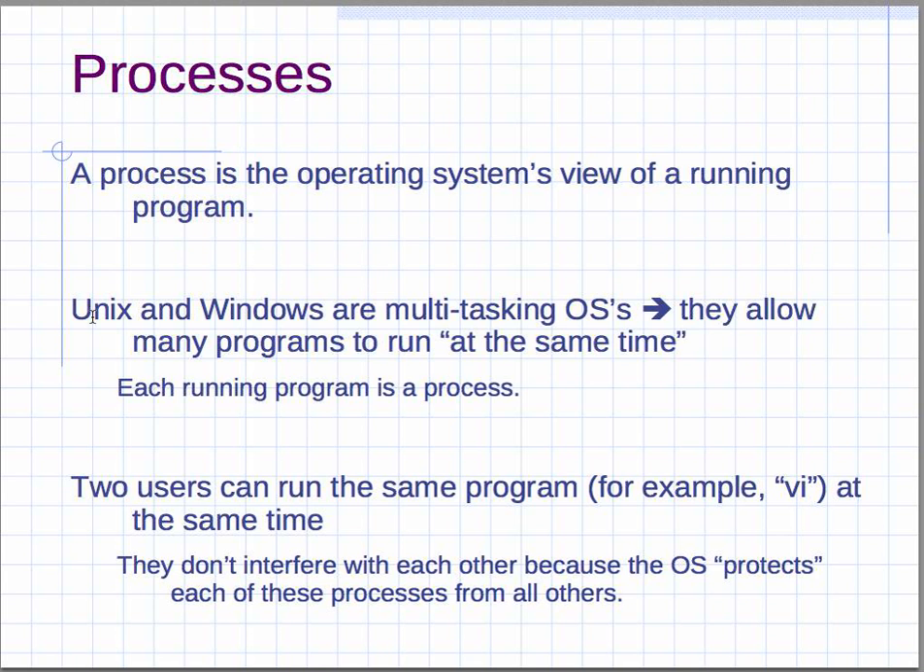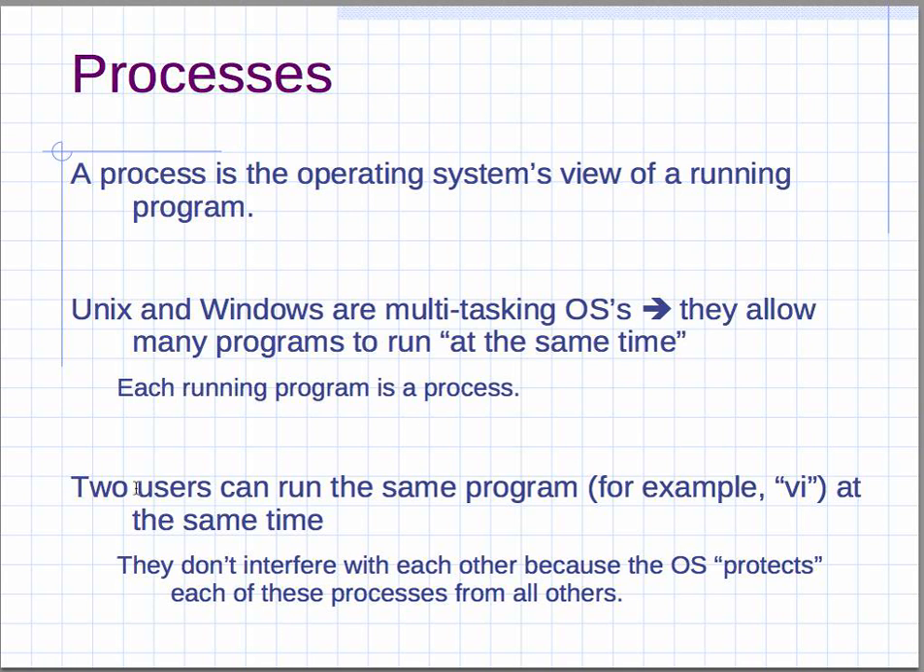Okay, so Unix and Windows and Mac OS X are all multitasking operating systems. That is, they allow many programs to run, quote unquote, at the same time. So each running program is a process. That's how pretty much all the operating systems that are currently in use represent a running program, through something called a process. They're slightly different, but it's basically the same idea in almost all of these operating systems.